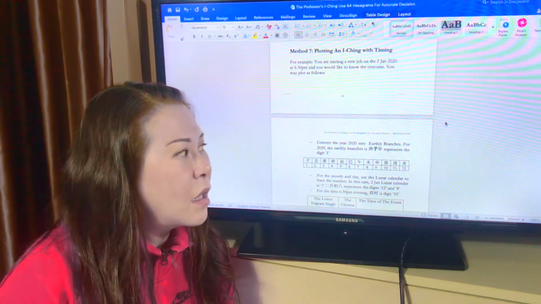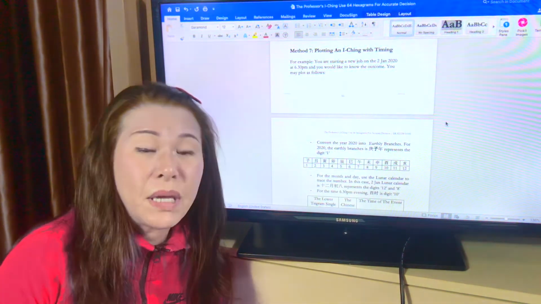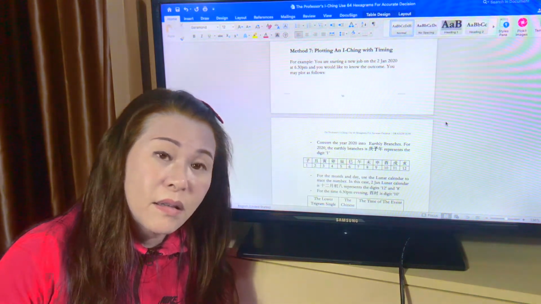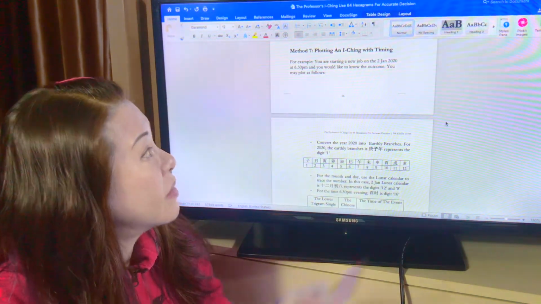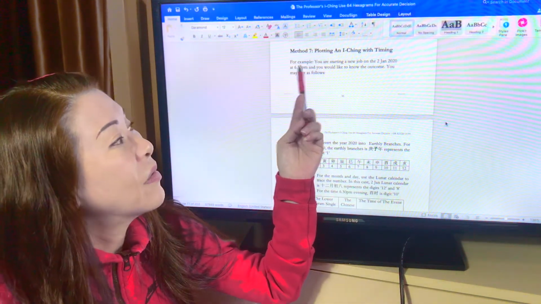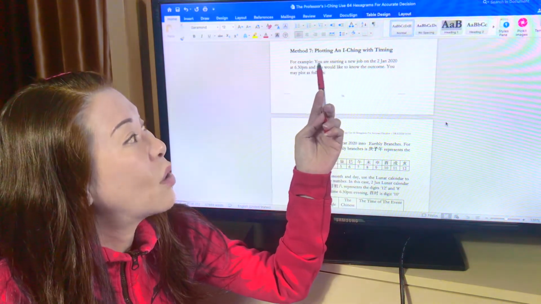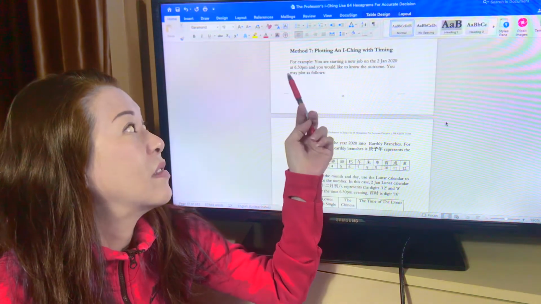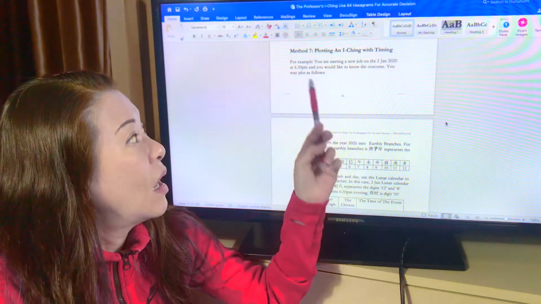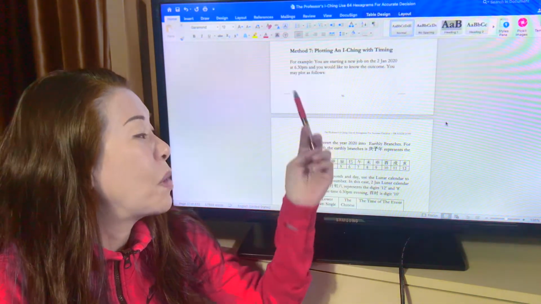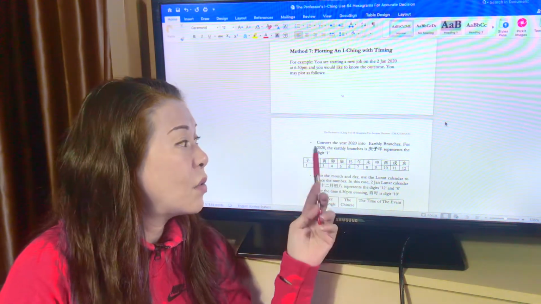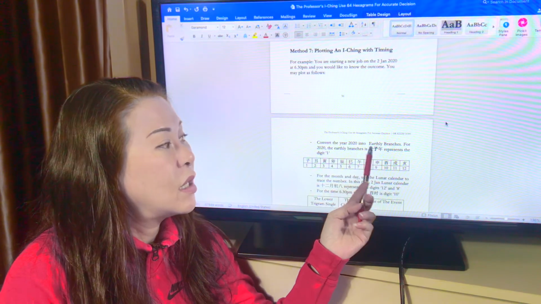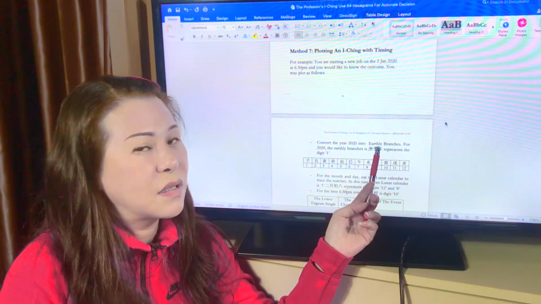Now if you want to plot timing, for example, maybe you have a court attendance at a certain time, let's say 6:30. The example I give here is you are starting a new job on 2nd January 2020 at 6:30 p.m., and you would like to know the outcome. You may plot as follows. You can convert the year 2020 into earthly branches.